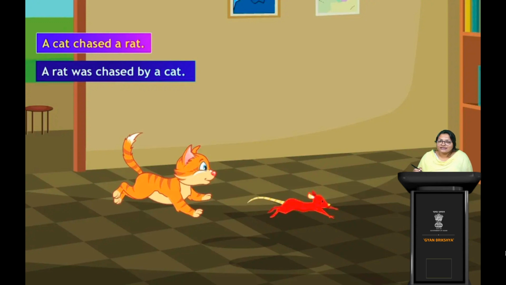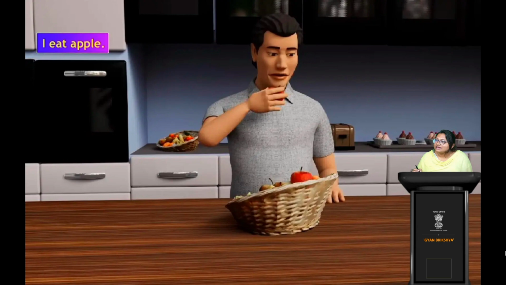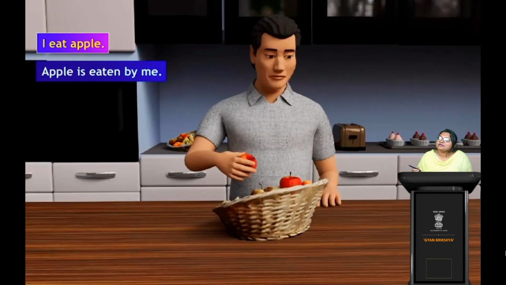Now let's look at other examples. What is the man doing? He is eating apple, right? Okay, so what's the sentence? The sentence is I eat apple. Now how can you write or express the same meaning of the sentence in a roundabout manner? I eat apple. So you can also say apple is eaten by me.